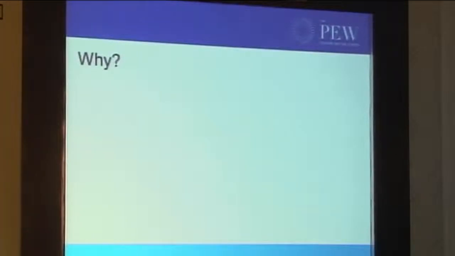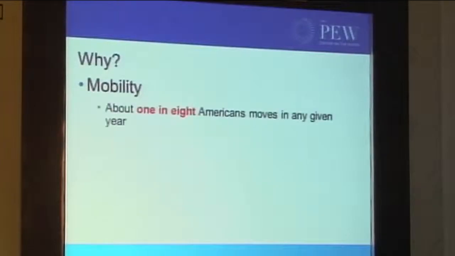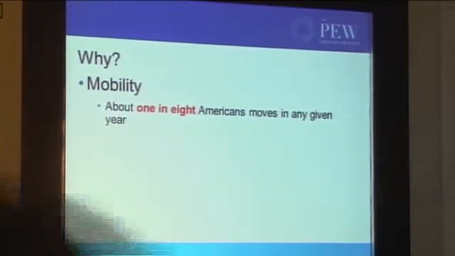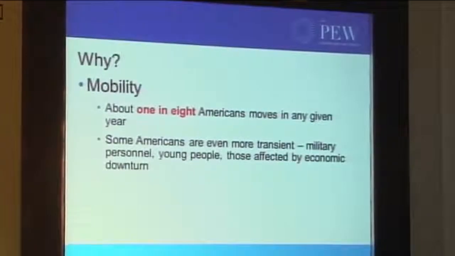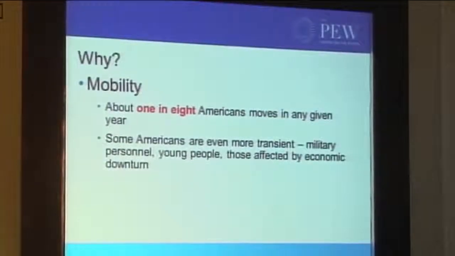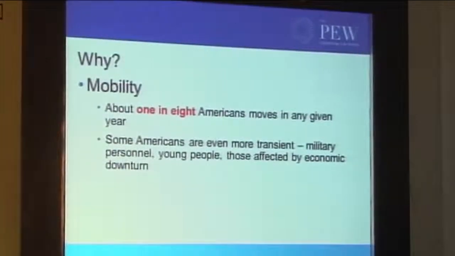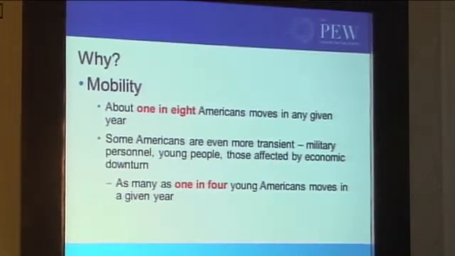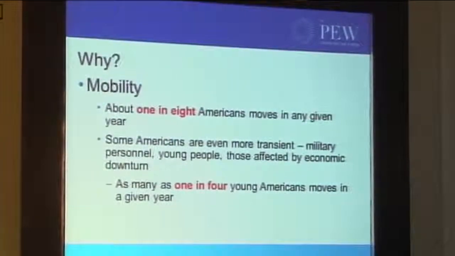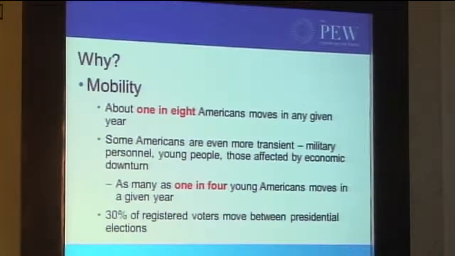Why is this a problem in the United States? As I mentioned, the number one reason is mobility. About 1 in 8 Americans moves in any given year, and some American populations are much more mobile than that. Military personnel, young people, and as we just experienced in the U.S., the economic downturn caused a great deal of mobility. About 1 in 4 young Americans moves in any given year. That mobility is very, very difficult to keep up with. And then in between presidential election cycles, about 30% of the American population moves.